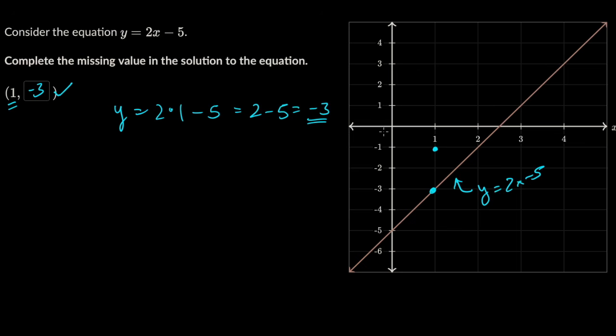Or maybe I could pick a point like this. That's not going to be on the graph. 0, 0, not on the graph, and also does not satisfy the equation. So maybe the idea behind this question is just for you to appreciate that any value on this graph will satisfy this equation, and any xy pair that satisfies this equation is going to sit on this graph.